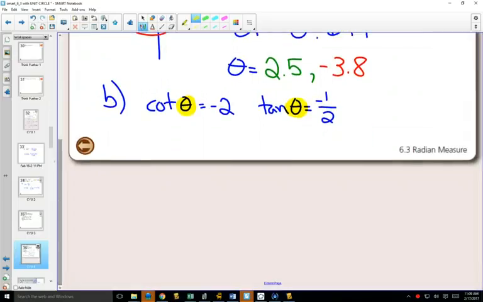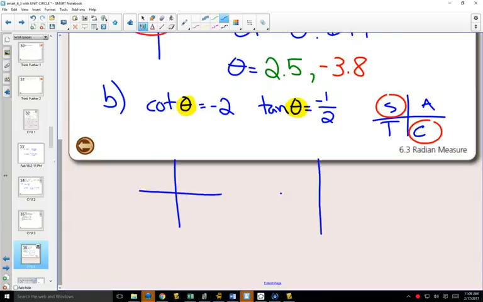Now, going to our CAST rule. What do we know about tan? We know that tan is negative. What quadrants does that happen in? Quadrants 2 and 4. So until you are really comfortable with this, I highly recommend you draw out your pictures. If it's in quadrant 2, draw a picture of your terminal arm in quadrant 2. Make your triangle. Label your reference angle.